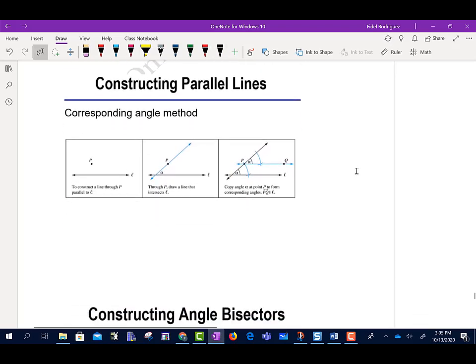So there's another way we can do this using something called the corresponding angle method. We're going to construct a line through P parallel to L. So through P, we're going to draw a line that intersects. Okay, so we're just going to draw that line right there. We're going to copy the angle alpha at point P to form corresponding angles, making PQ parallel to line L. So this angle here is corresponding to this one right here.